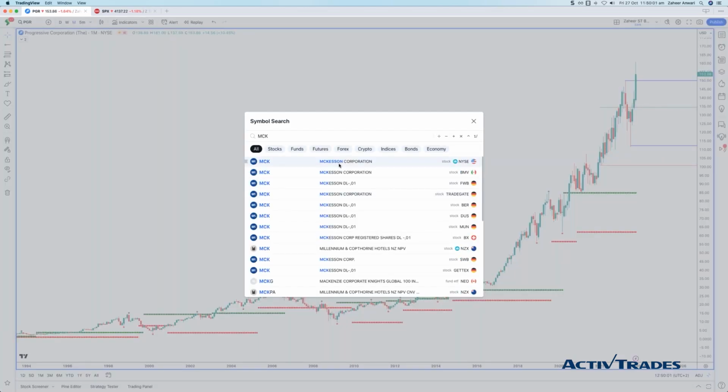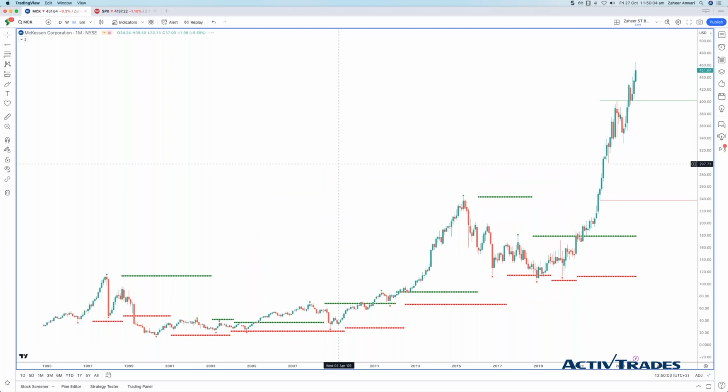McKesson Corporation. Okay, notice, guys, first of all, if you look at this period here, again, it's a monthly chart. From this red line to this green line, that is a move of 78%. This is the trend of 2022, when the S&P 500 fell 28%. McKesson Corporation moved up 70%. So what does that tell you? There's always stocks that are outperforming the indices.